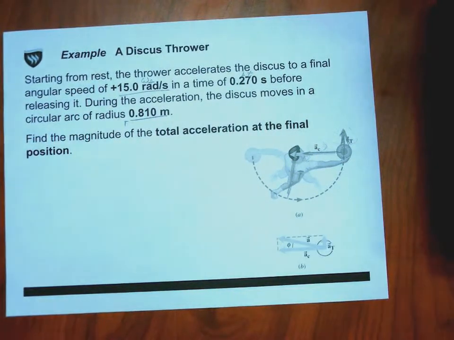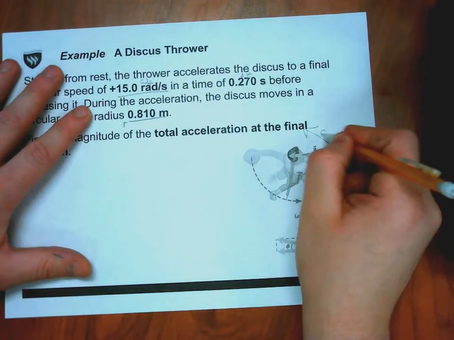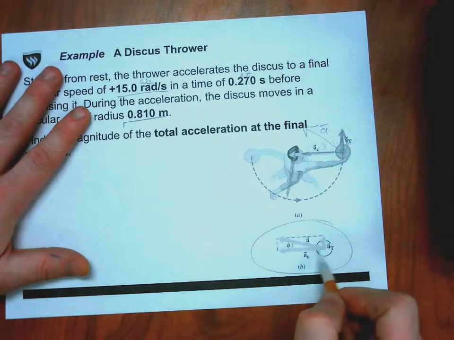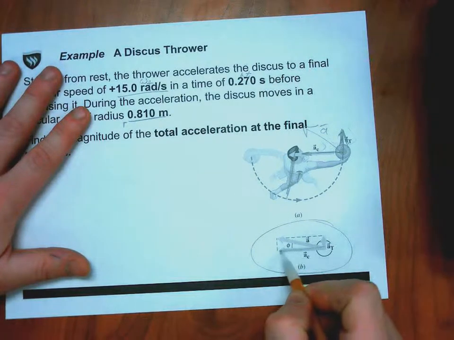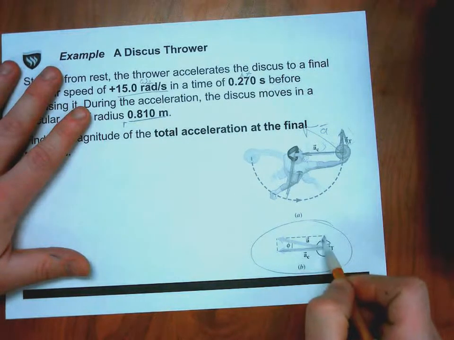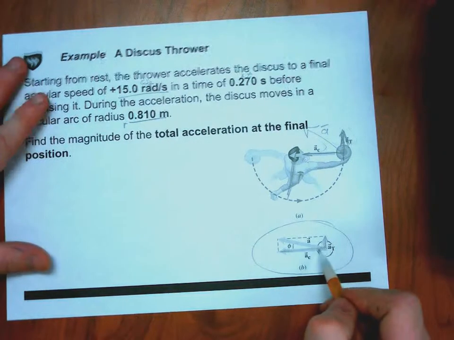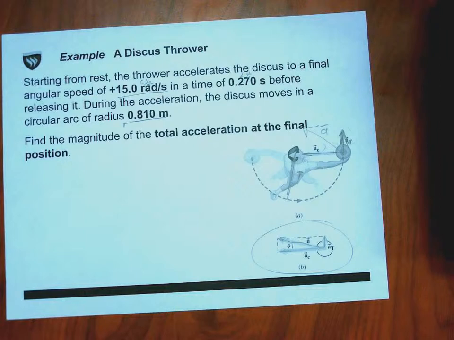So we have to find the vector sum of those two, and that will be the total acceleration. And here the diagram is drawn for you. The centripetal acceleration, the transverse acceleration, or tangent acceleration, I guess tangential acceleration you could say, and this is the total linear acceleration.